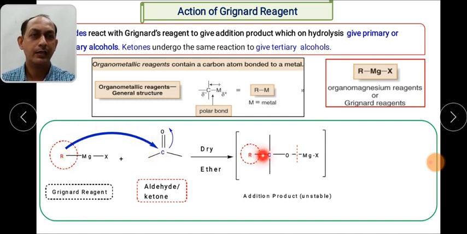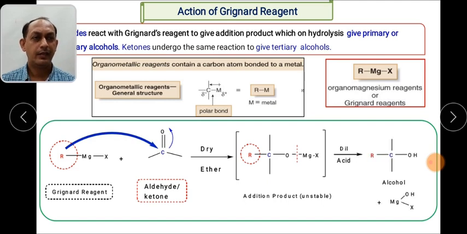So here you can see this is a newly formed bond between the alkyl group from the Grignard reagent and the carbonyl carbon. So this is the addition product. As we know that this addition product is unstable, it is very easily attacked by acid, or we can say it undergoes hydrolysis, and this particular bond breaks down.